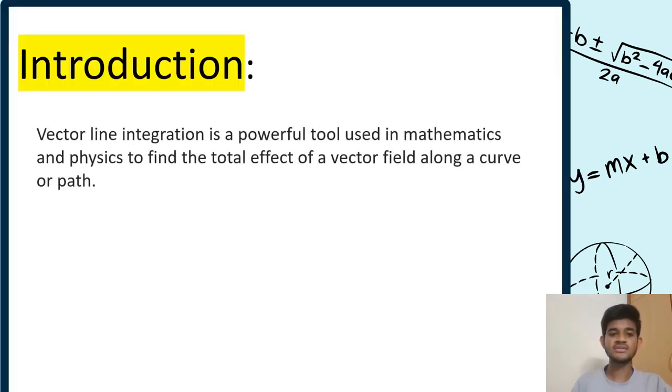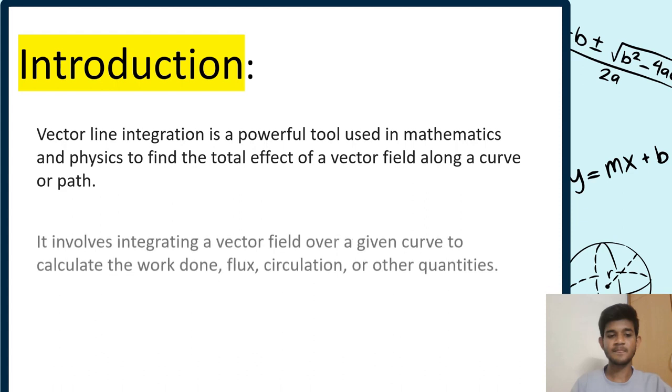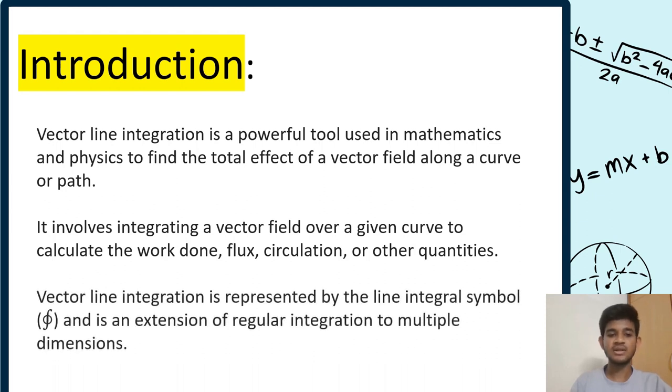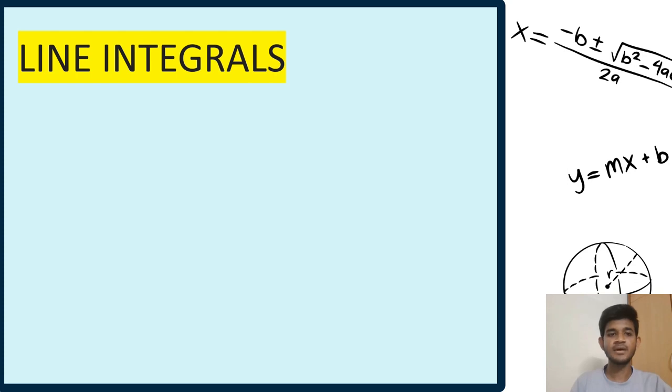Vector line integration is a powerful tool used in mathematics and physics to find the total effect of a vector field along a curve or path. It involves integrating a vector field over a given curve to calculate the work done, flux, circulation, or other quantities. Vector line integration is represented by the line integral symbol, and is an extension of regular integration to multiple dimensions.